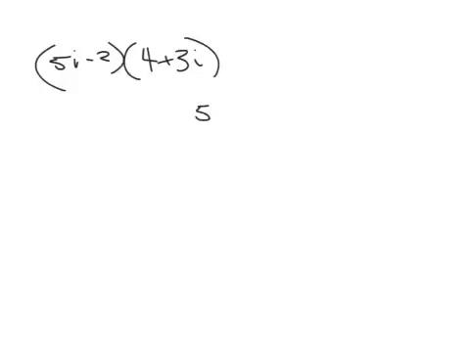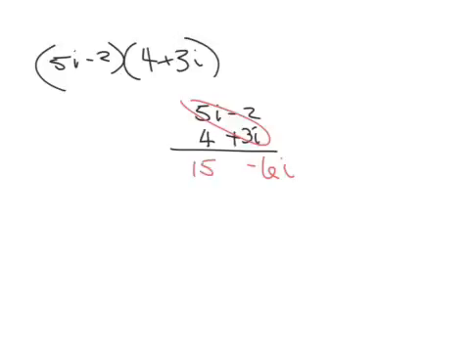Alright, let's do one more, and we'll call it good for lesson 64. 5i minus 2 times 4 plus 3i. What we're going to do here is we're going to do this vertically. Okay, so I'm going to cruise pretty fast here. 6i for multiplying those two. 15i squared. Then I'll multiply these, and I get negative 8. Multiply those, and I get 20i.